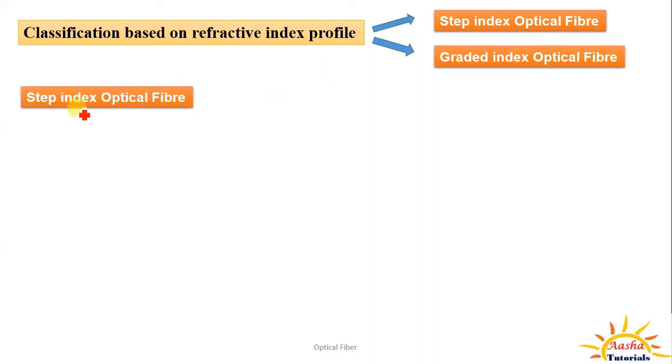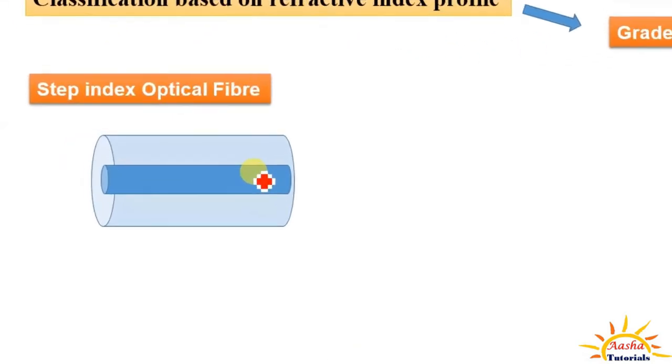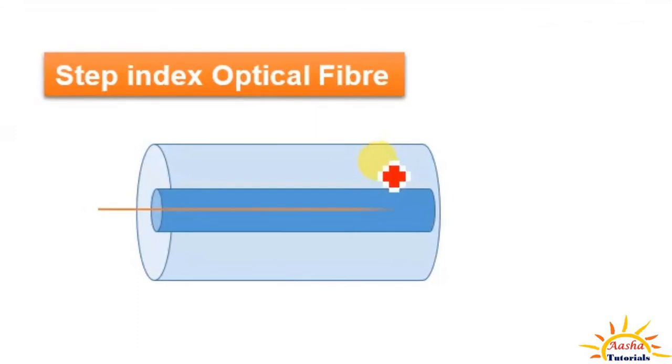As the name suggests, there is a step-like refractive index change in the case of optical fiber. So how is that? Let's see. Suppose this is a step index optical fiber where this is the core and this is the cladding, and the refractive index of the core is N1 and the refractive index of the cladding is N2. We know that in optical fiber N1 is always greater than N2.